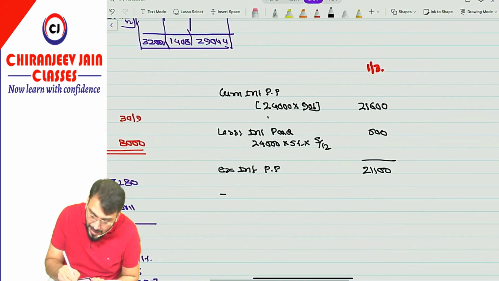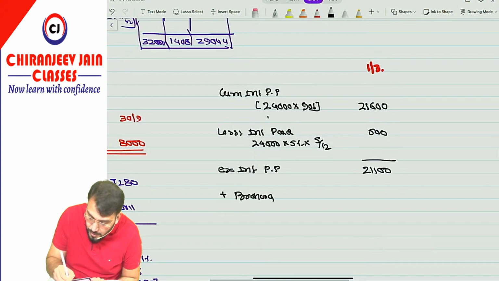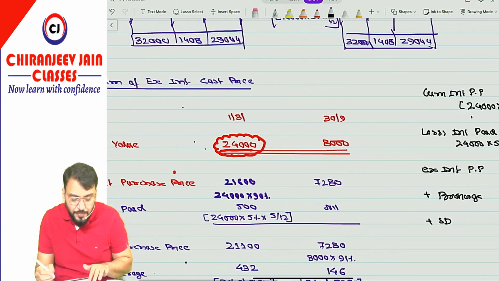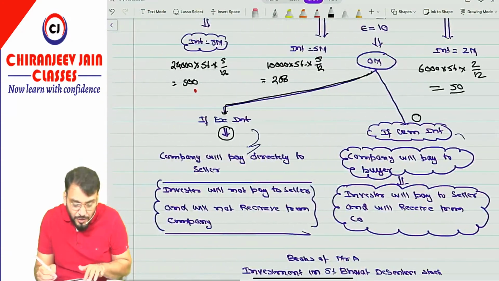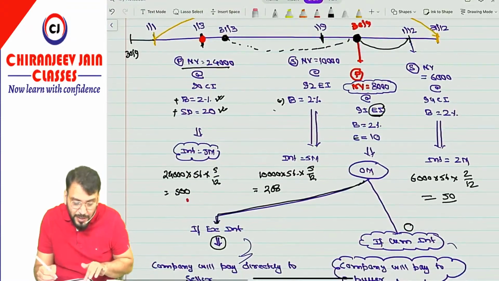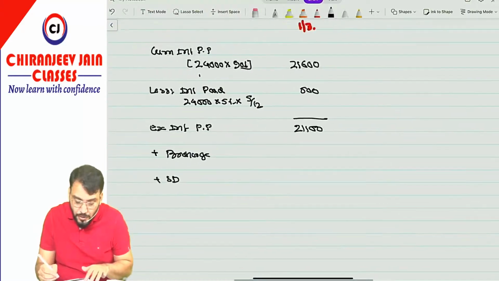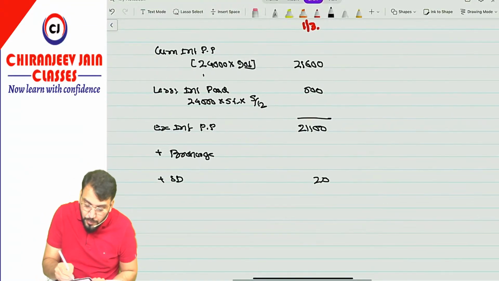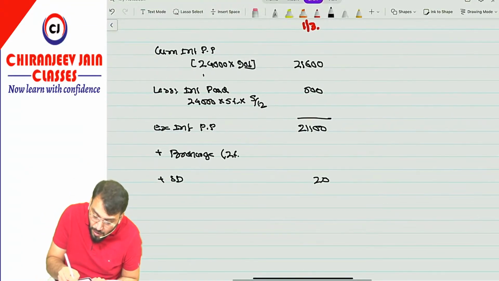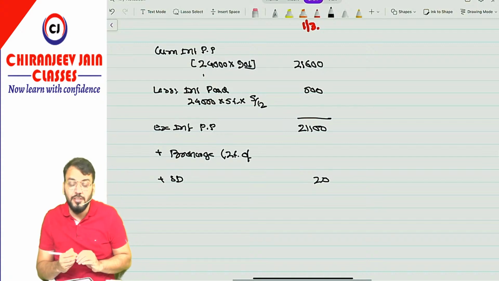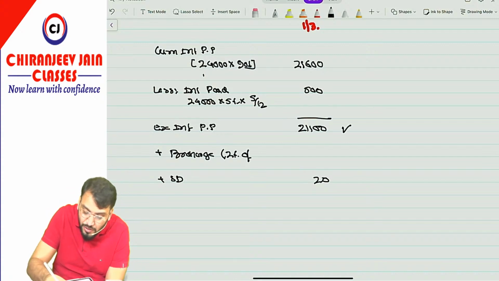Now in this we'll add all expenses. There was some brokerage given, and there is one stamp duty given. How much was the stamp duty? It was given as 20 rupees and brokerage is 2%. So stamp duty is 20 rupees, brokerage 2%. So 2% of what? That is one challenge. 2% of this price or this price?